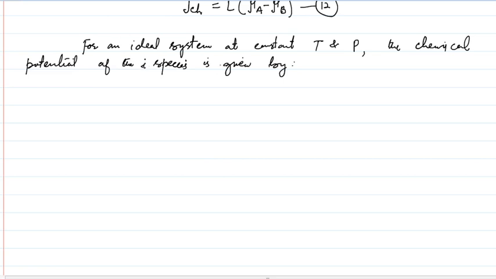if we take a generalized case, that means we can simply write the chemical potential for the ith species. Mu i is equal to mu i standard plus RT ln of Ci. Here mu i naught is basically the standard chemical potential, R is the gas constant, T is the temperature, and C is simply the concentration. Okay.